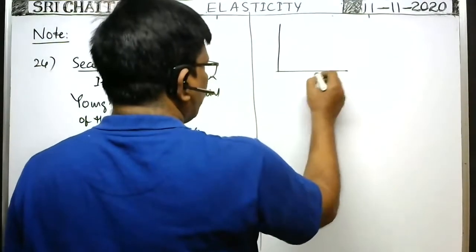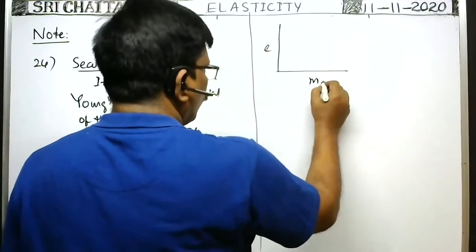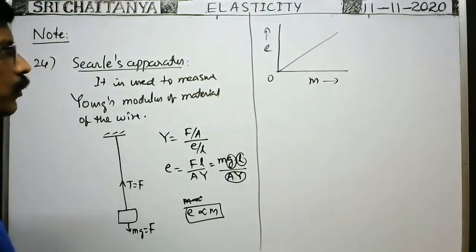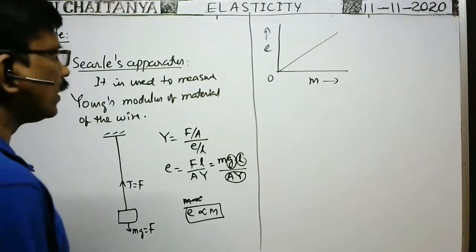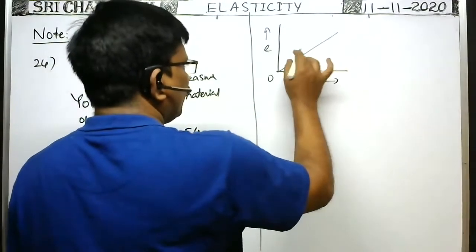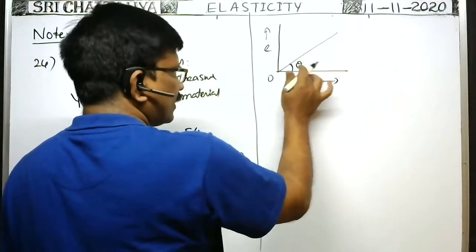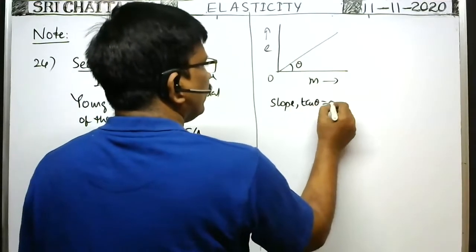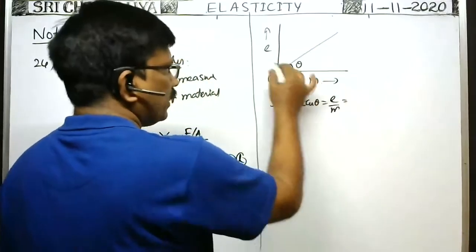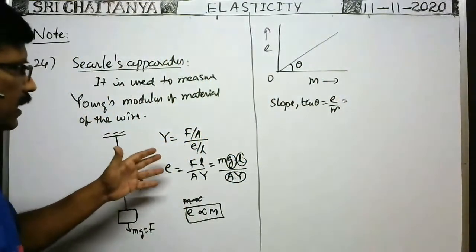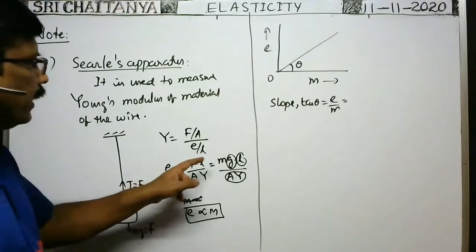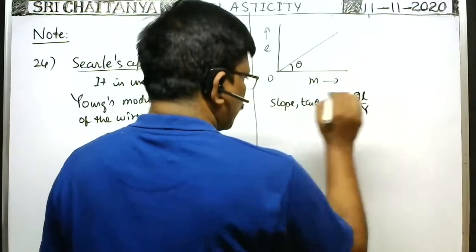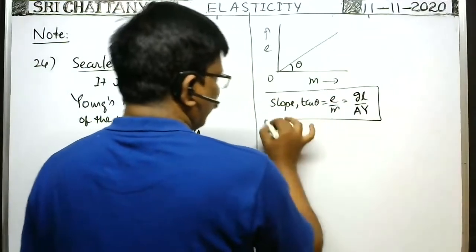Now from this, when load increases, the elongation of the wire also proportionally increases. So if you draw the graph between load and elongation, if load increases, the elongation also proportionally increases. What is the slope of this graph? Suppose the angle made by this straight line with x-axis is theta, then slope tan theta is equal to e by m, y by x means e by m. From this equation, what is the e by m value? e by m is equal to gL by A into Young's modulus Y. This is the slope of this graph.